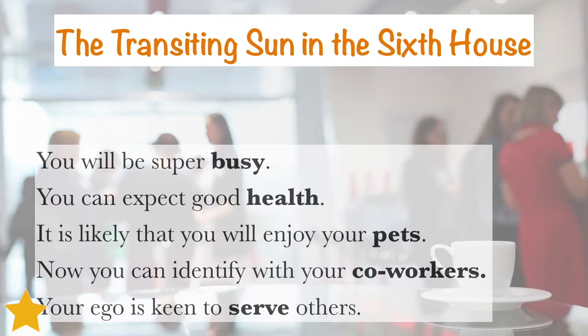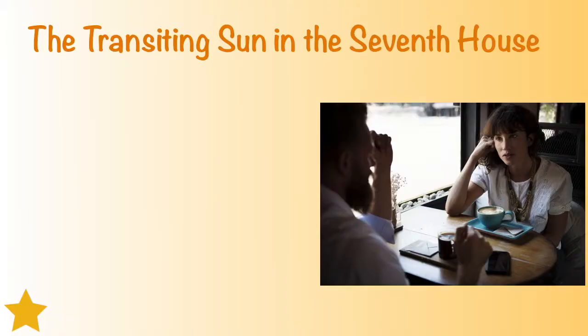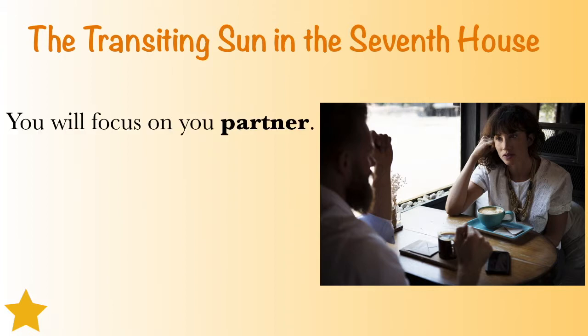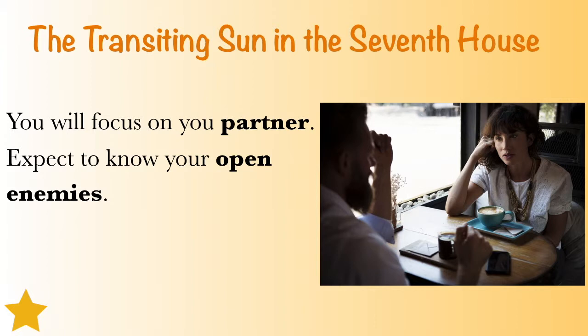Can you see that we're using the 5 sentence starters for the sun in each of the houses each time, because they are the 5 sentence starters that relate to the sun? When the transiting sun is in your 7th house, you will focus on your partner. Expect to know your open enemies.